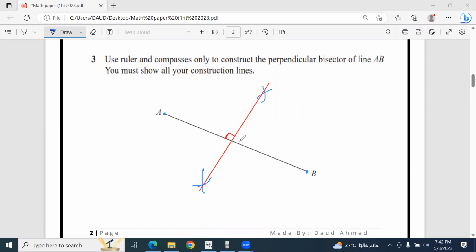I drew without using a compass, but I gave you the idea of how you will find a perpendicular bisector of line AB, and it must show a right angle on the line AB, which is 90 degrees. Okay, we move on to the next question.